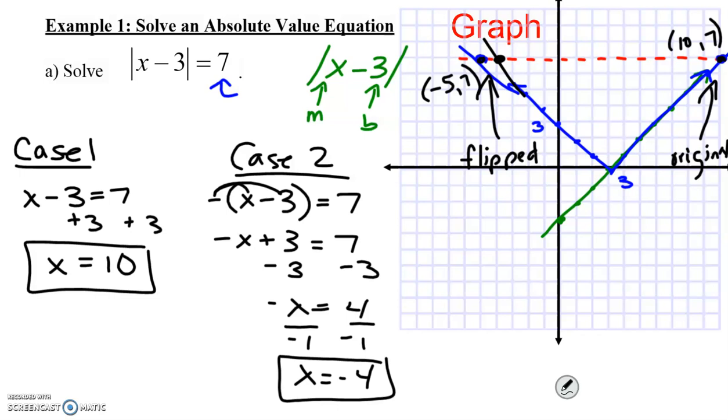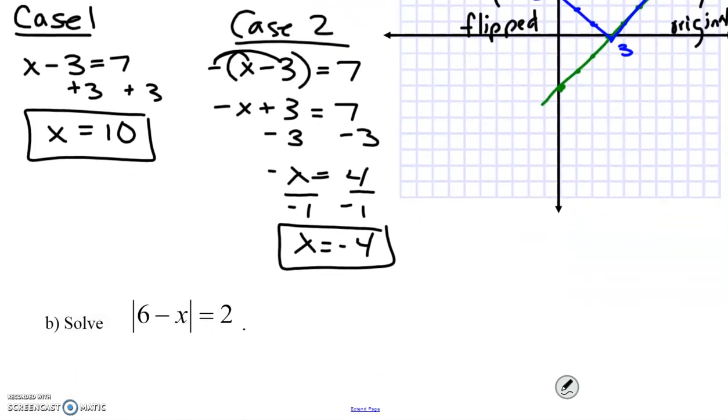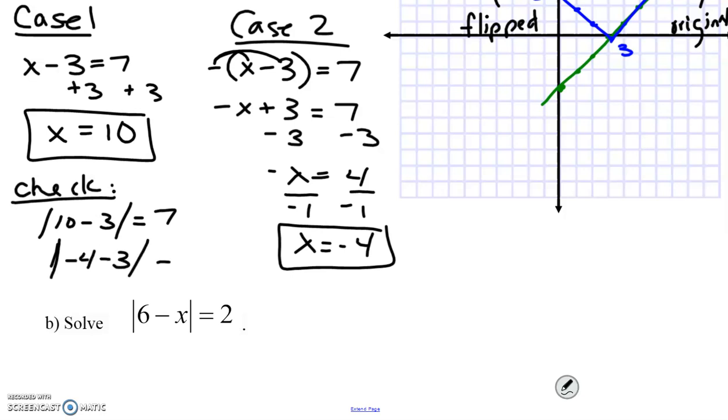Now you can always check that these work by plugging them into your original equations. And remember, sometimes you might get an extraneous root. So here if I check, I go 10 minus 3 in absolute value signs equals 7. That is true. The other option is negative 4 minus 3 in absolute value signs equals 7. And that gives me negative 7, which when you bring it out does equal 7. So both of my answers check.